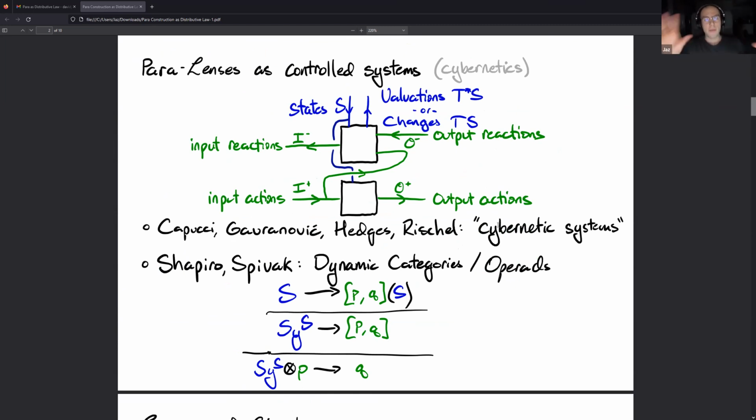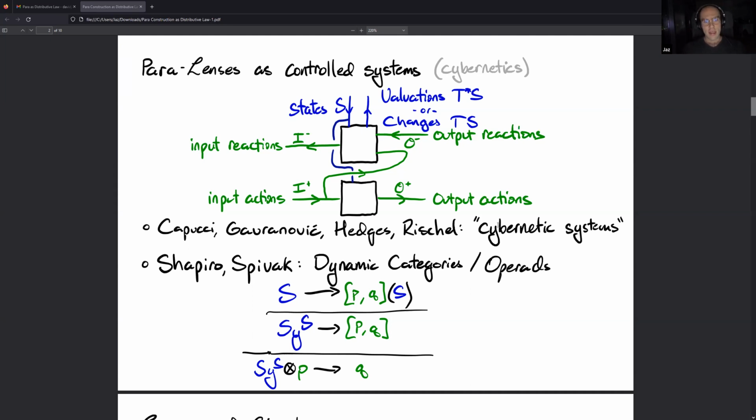So in here, we have the picture again. This is just a para lens, but I'm going to read it with all these names. So we're going to think of this para lens as a controlled system. And so what we have here is our domain, which is a pair of sets, and our codomain, which is a pair of sets. And we think of our domain as the inputs and our codomain as the outputs of this controlled process or controlled system. Each input and output comes in these pairs of an action and a reaction.